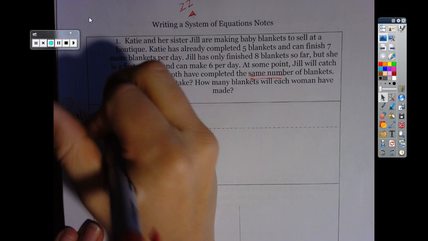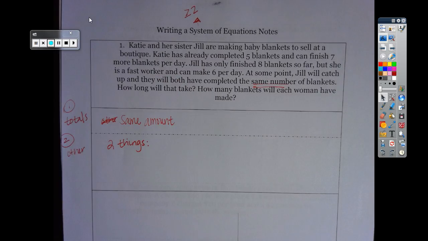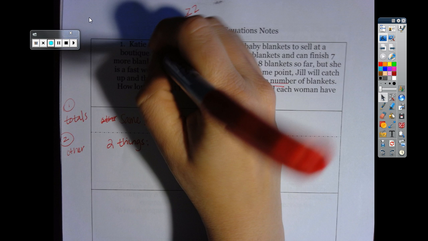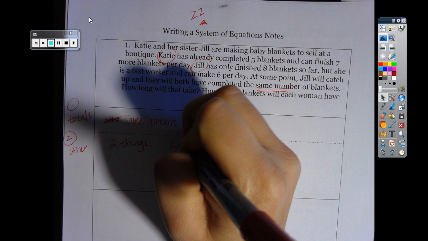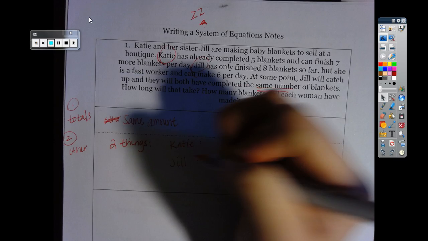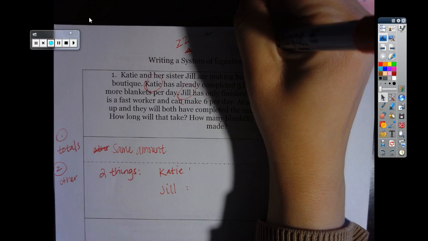So what are those 2 things that we're dealing with? The 2 things that we're dealing with in this problem are Jill and Katie. Katie comes first. I'm going to write Katie and Jill. Those are the 2 people that we're talking about, the 2 equations that we're going to write about.